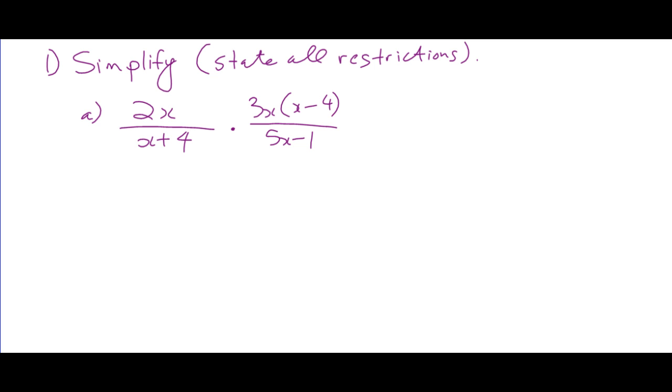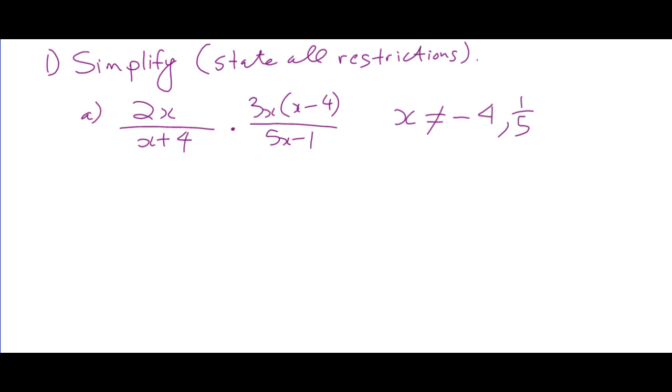There's nothing to factor here. So we're going to start off by stating restrictions. So what are the restrictions? So x cannot equal negative 4, right? So we look here, this denominator, so x can't be negative 4. And 1 over 5. So we look here. Oh, I don't think I showed you the easy way, right?